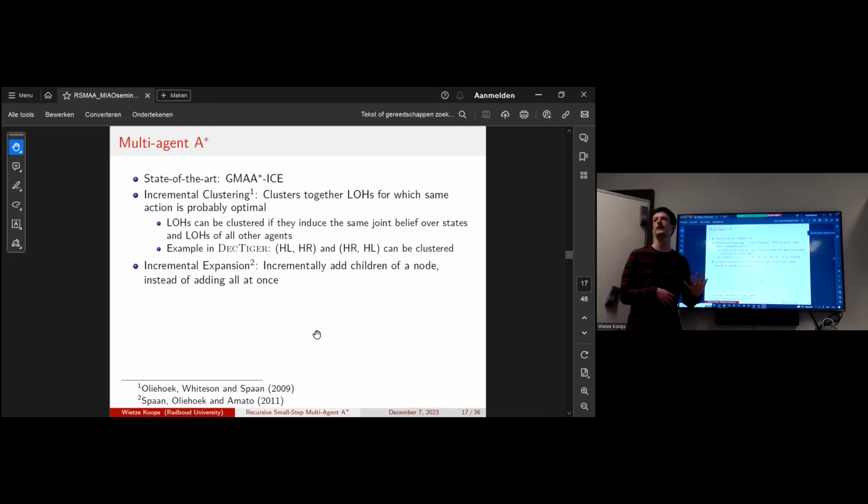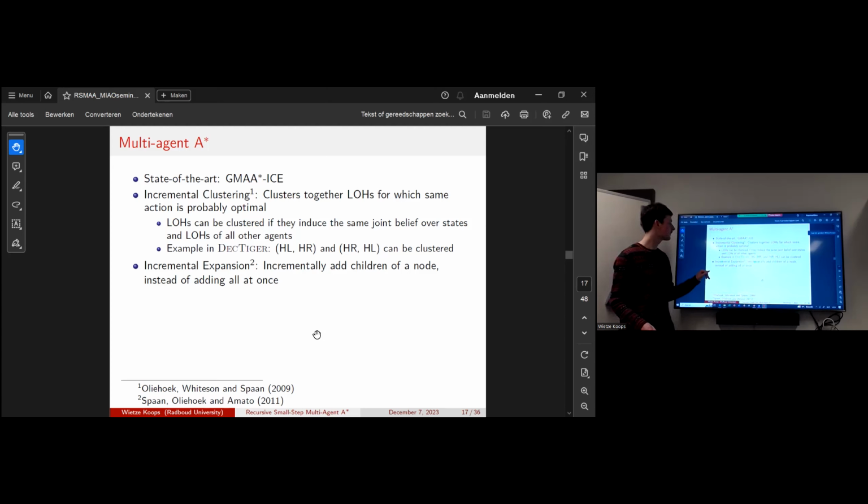For example, in Dec-Tiger, you can see that the order of the observations doesn't really matter as long as you know that there has not been a reset in between. So if you know that in no case any of the agents is going to open the door, then you know that it doesn't reset, and then the order of observations doesn't matter, and you can cluster them together. That's incremental clustering, that also works together with the new algorithm that I'm going to explain later.